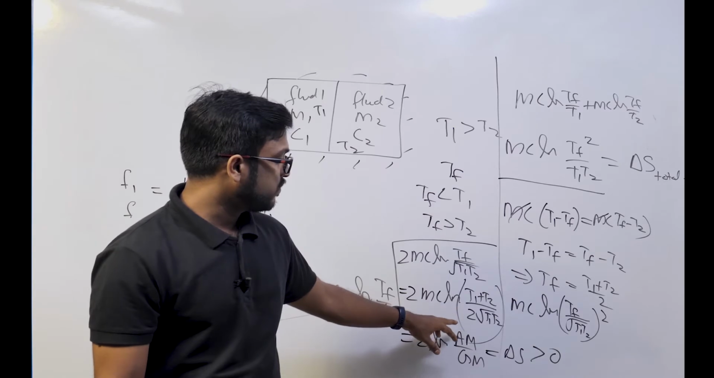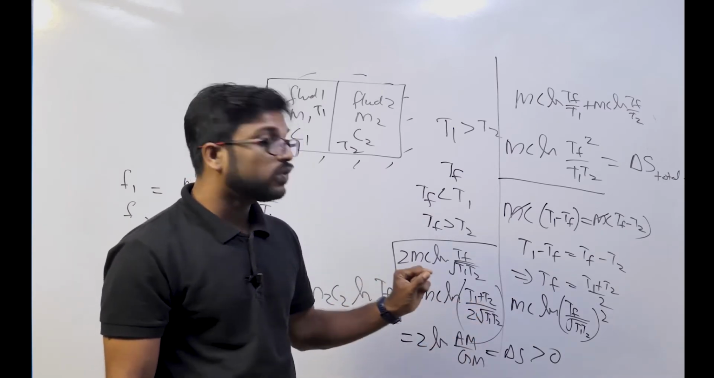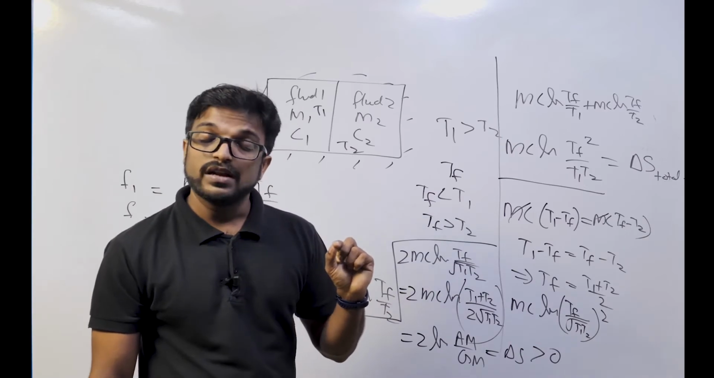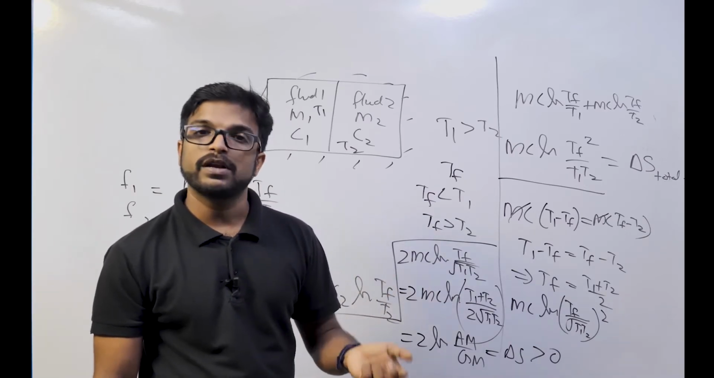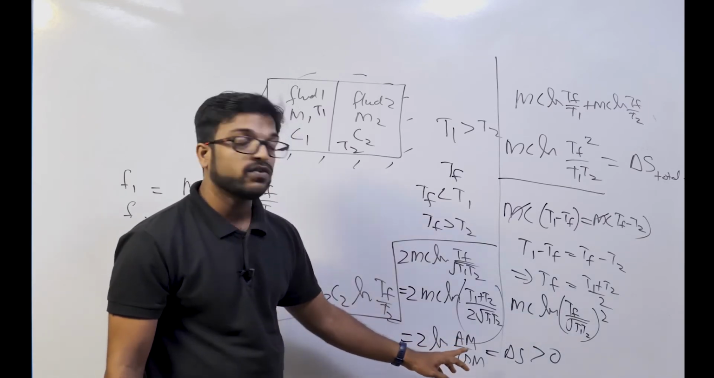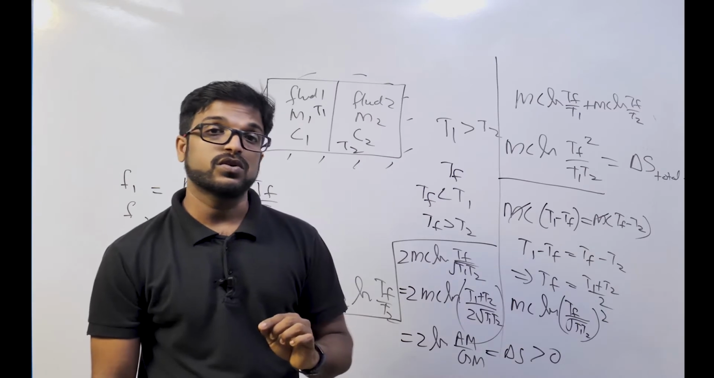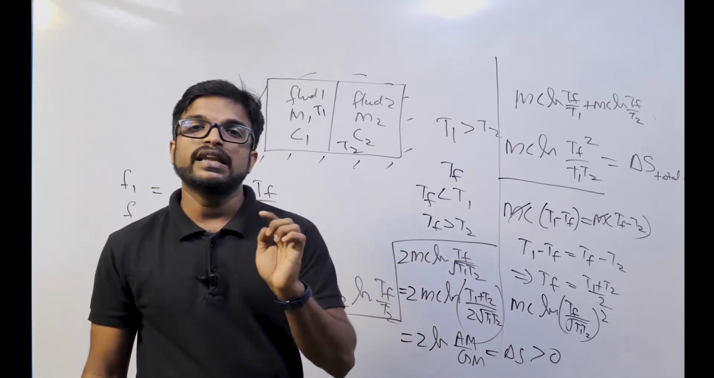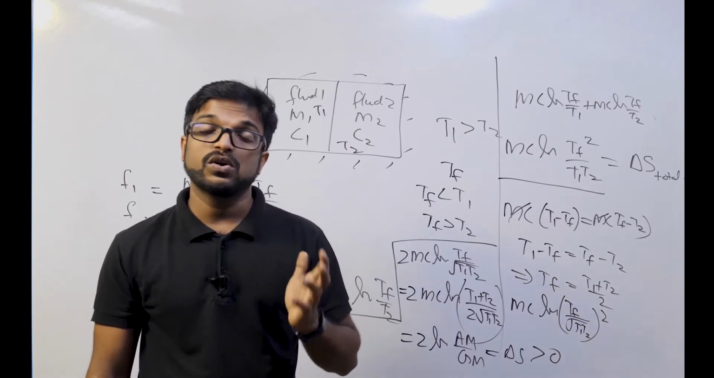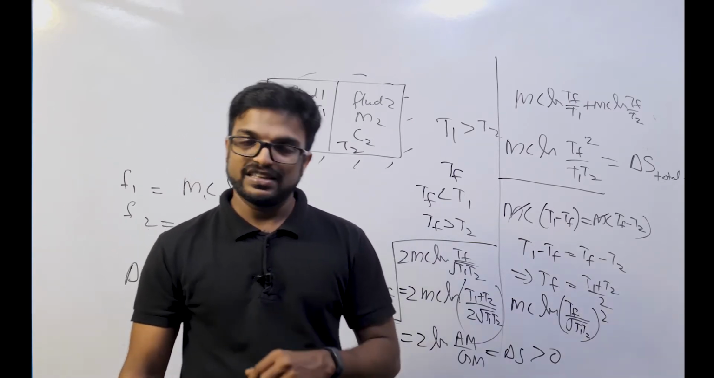That I am substituting. I find that T1 plus T2 by 2 is nothing but the arithmetic mean, and root of T1 T2 is the geometric mean. So I will be getting 2 ln of AM by GM. AM is always greater than GM. So we can conclude that if two fluids are mixed together, then the entropy change will be increasing, or the final entropy will be more than the initial entropy. Fine? Excellent.